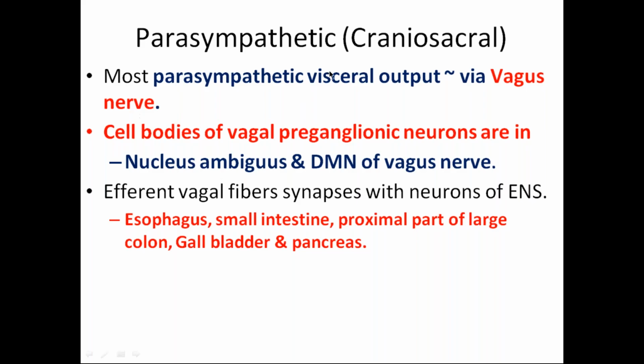So parasympathetic is via vagus nerves. The cell bodies are present in the nucleus ambiguus and dorsal motor nucleus of the vagus nerve. Both these are present in the medulla. Efferent vagal fibers synapse with neurons of the enteric nervous system, and it supplies all these areas of the GIT. Proximal part of the large colon.